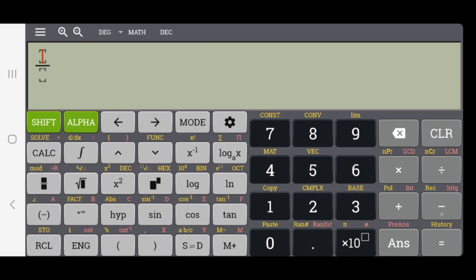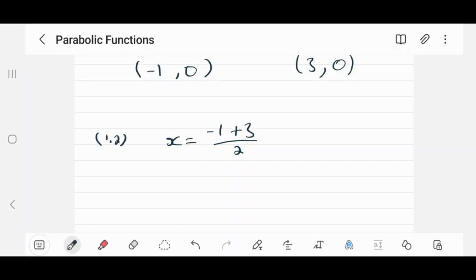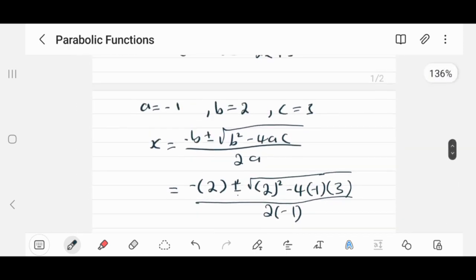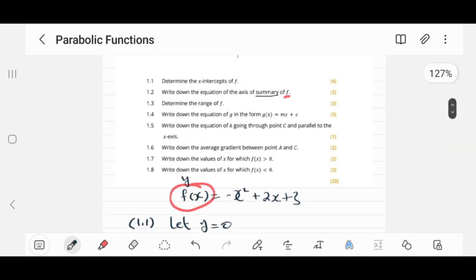Clear, -1. We can put this in brackets maybe, -1 plus 3 divided by 2, so that is +1. So this is +1, x equals +1. That is the equation of the axis of symmetry. We are done with that.